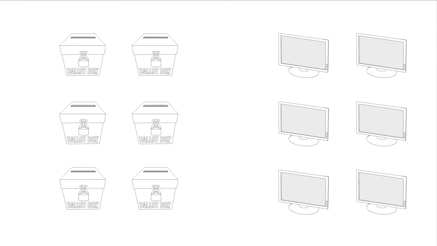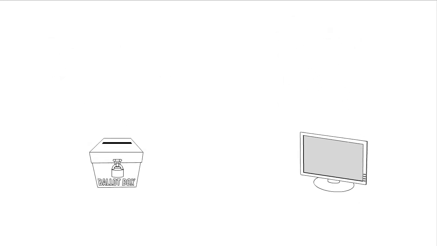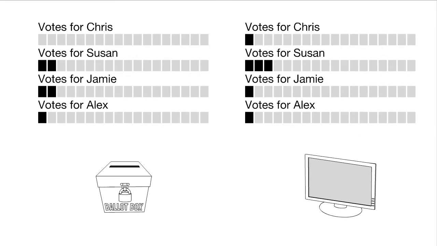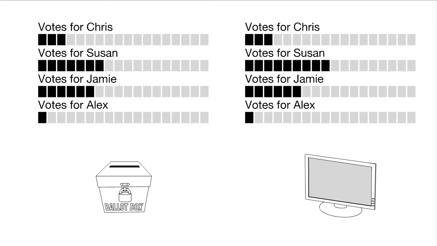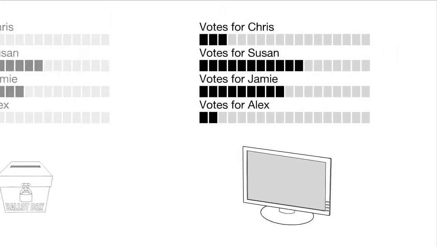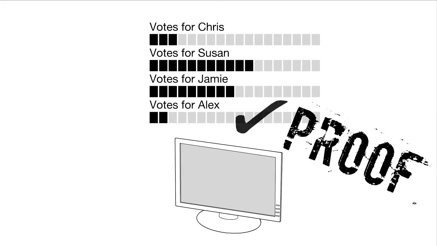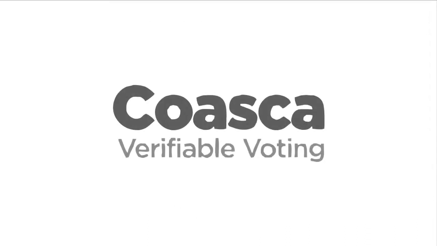To prove to Jamie the computers have done the right thing, some of the computers are chosen for an audit, and the printouts are hand-counted to confirm they match totals reported by that computer. Unfortunately, this means elections now run both paper and electronic processes, and that makes everything even more complex. It would be better if the system could be all electronic, but with convincing proof that the computer has operated correctly. This is where COASCA comes in.